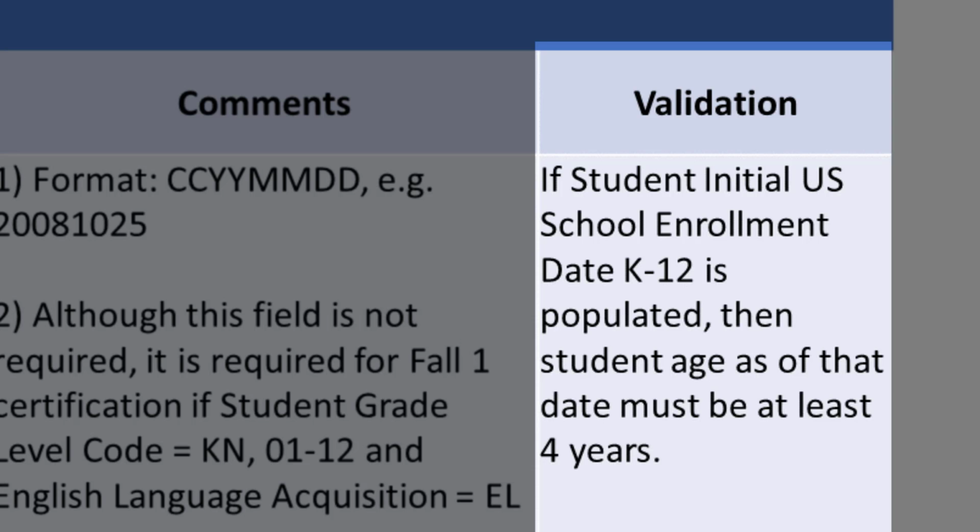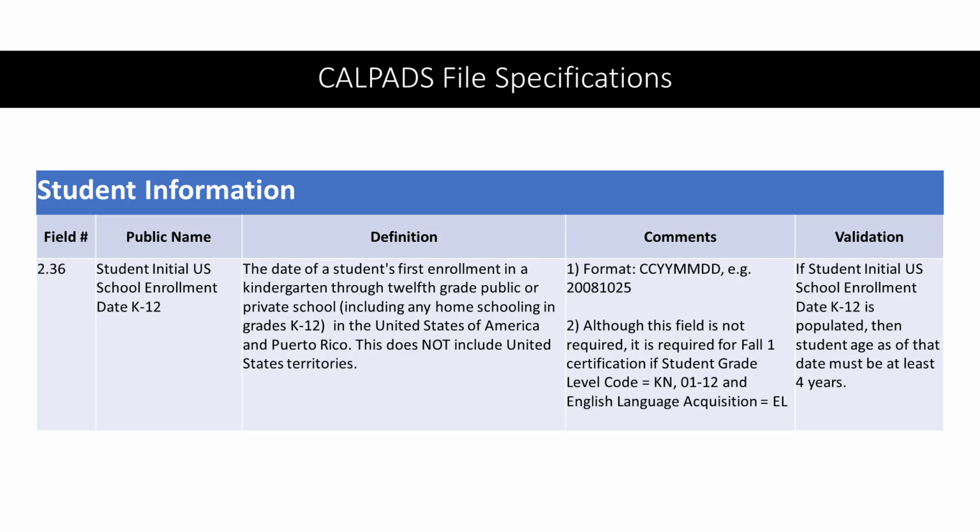In the last column, it says validation. If the initial U.S. school enrollment date K through 12 is populated, then the student age as of that date must be at least 4 years old. Because the earliest date we're looking for is kindergarten. Some states may still allow students to start school at 4 years old and turn 5, right? But we don't want a 3-year-old or a preschool age student. You want at least kindergarten, okay?